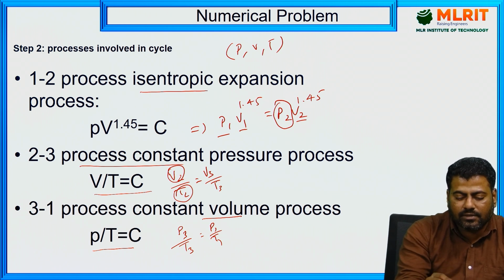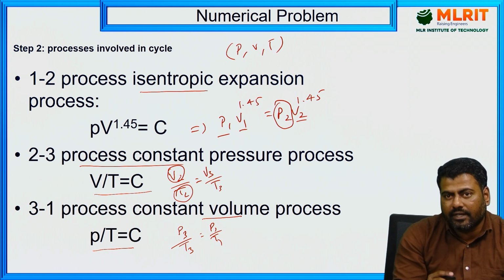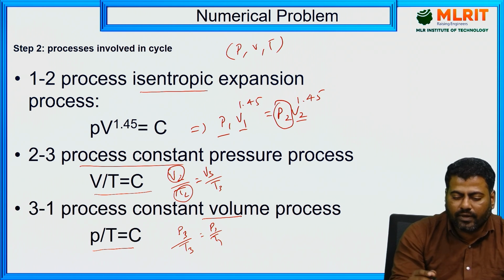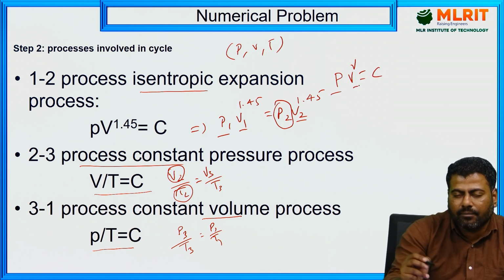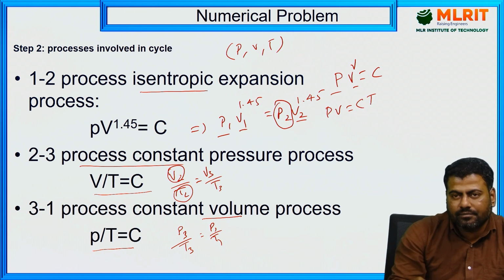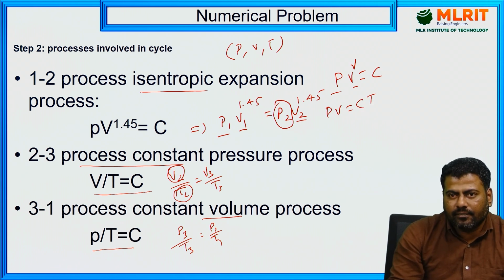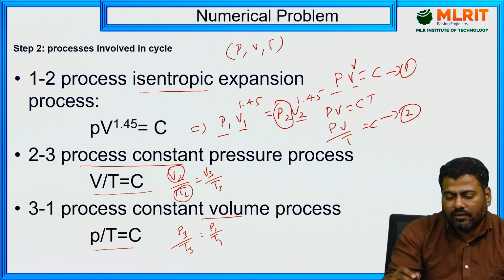But for the isentropic process, we have PVT relations: PV, PT, and VT. So three possible cases. How do we find them? With these two equations: PV power gamma equals constant, which gives the P and V relation, and PV equals MRT. MRT is C into T for the closed system, so PV equals C into T, or PV by T equals C. Assume this is equation 1 and this is equation 2. With these two equations, I can get the three possible cases.